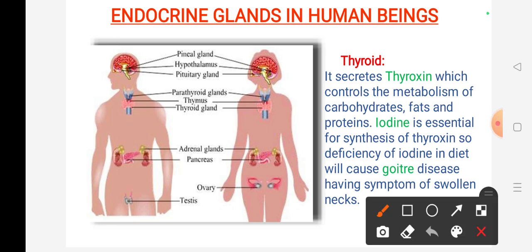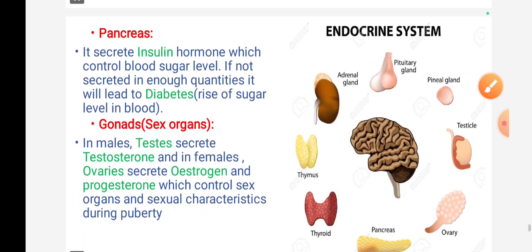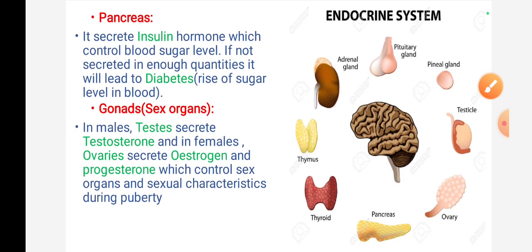Then the thyroid secretes thyroxine, which controls the metabolism of carbohydrates, fats, and proteins. Iodine is essential for synthesis of thyroxine, so deficiency of iodine in the diet will cause goiter, having the symptom of swollen neck. Next, the pancreas. It secretes insulin, which controls blood sugar level. If it is not secreted in enough quantities, it will lead to diabetes, a rise of sugar level in the blood.